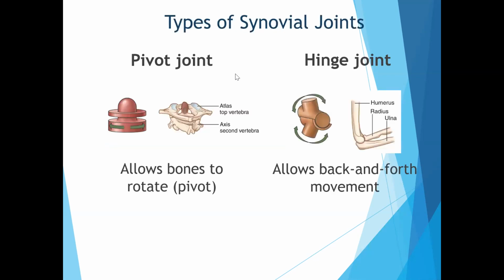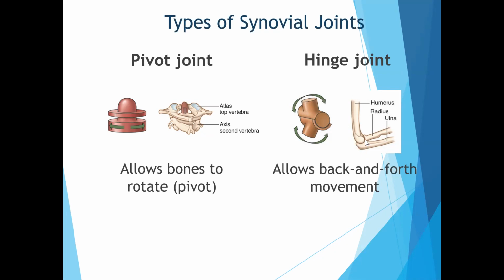Okay, so within synovial joints, there's also subclassifications based on how they're structured. The pivot joint is the first one we'll talk about. That allows your bones to rotate or pivot, which makes sense. Most of them are named for what they allow the joint to do. The best example of this is your atlas and axis. You see the dens coming up from the axis, and the atlas articulates with that so that you can get that rotation.